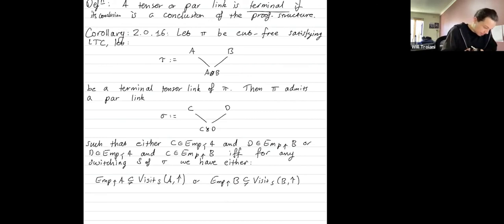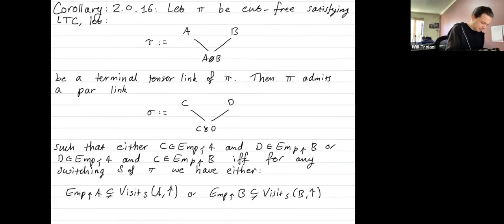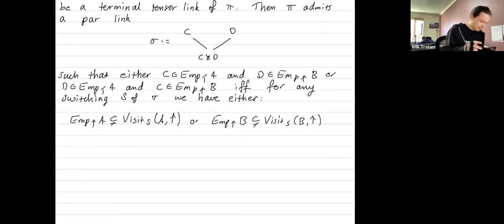I'm a little concerned about this for any switching. I think it's actually for a particular switching. Sorry, let me get into the proof and see what it really is. Well, yeah, this makes sense.